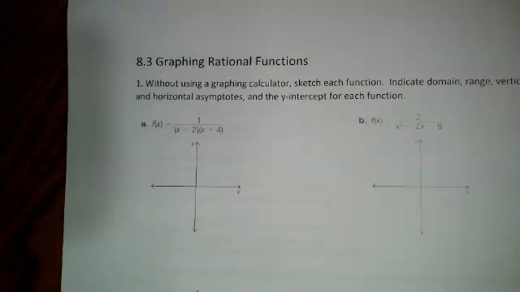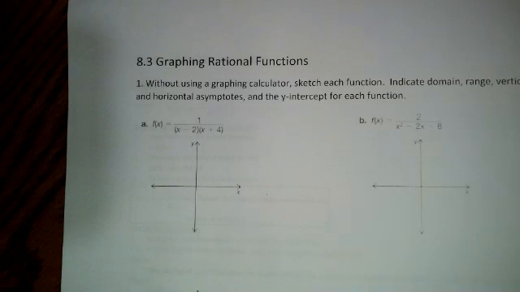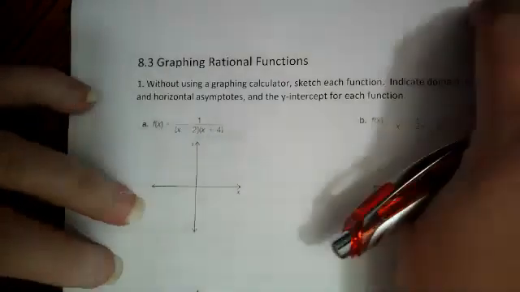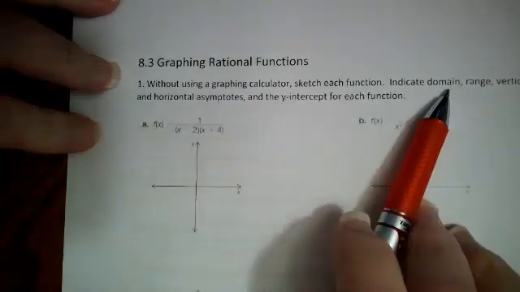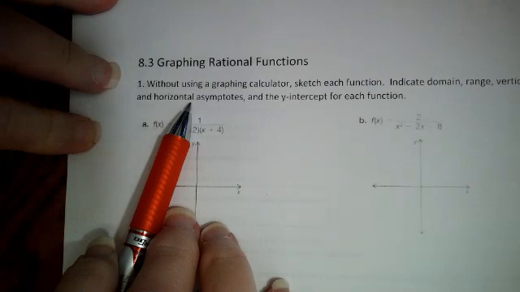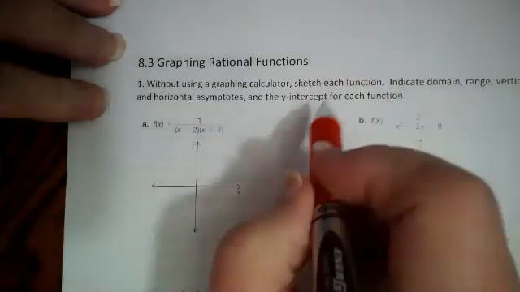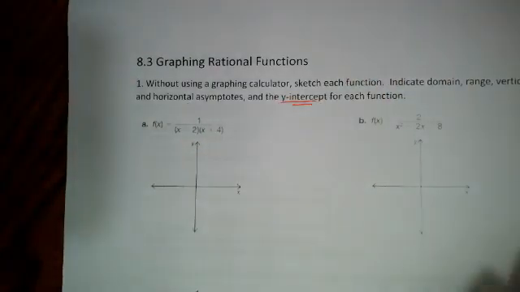Today we're going to take graphing rational functions to a new level. We're going to graph other rational functions that are not the parent function, and they work a little bit differently. So it says, without using a graphing calculator, sketch each function, indicate the domain, range, vertical and horizontal asymptotes, and the y-intercept of the function. Let's see if we can do that.